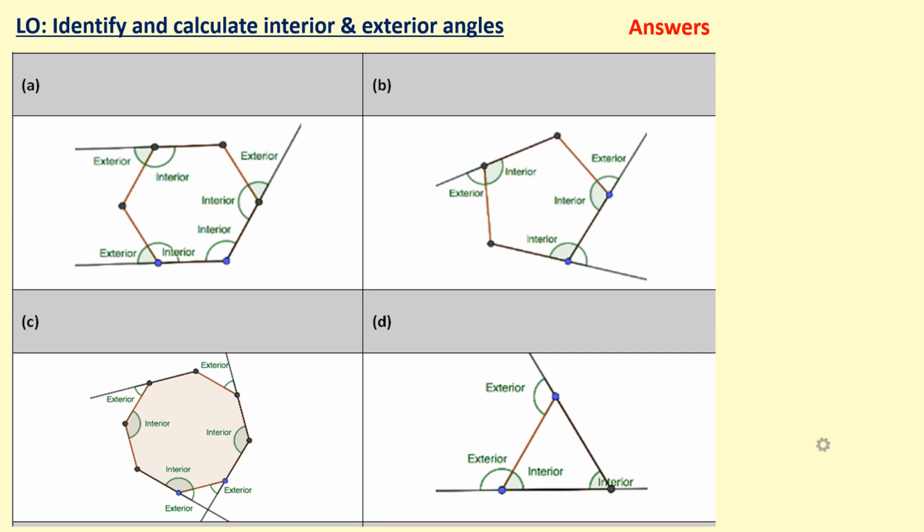So here are your answers. With the full word, I use just I and E. Mark up and make any corrections with the green pen. I'm hoping everyone did well on this. This is the basics, identifying and meeting our LO. Press play, pause the video, and then press play when you're ready to move on.